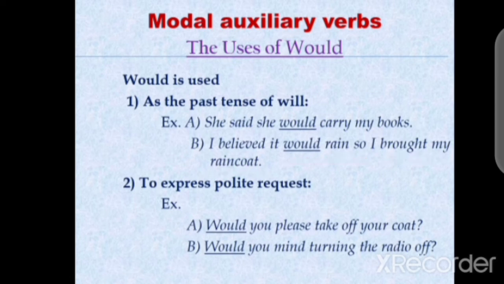Next rule, to express polite request. For example, would you please take off your coat? Next example, would you mind turning the radio off? So in these sentences, would you is more polite than will you.